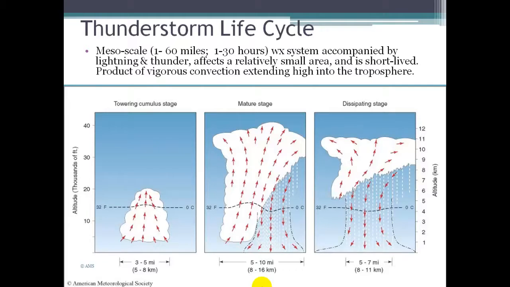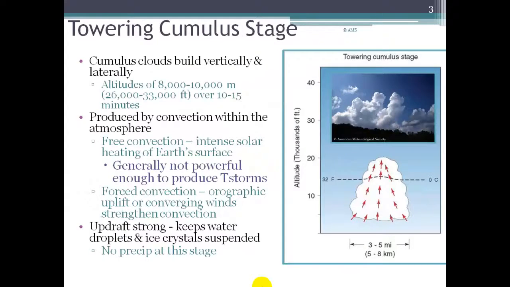Thunderstorms are what we call mesoscale weather systems. You might recall mesoscale means that it's about 1 to 60 miles in size, and it lasts anywhere from 1 to 30 hours. It's accompanied by lightning, thunder. It affects a relatively small area and is short-lived. And thunderstorms are always the product of vigorous convection that extends high up into the troposphere. Let's take a look at each of these stages in more detail, beginning with the towering cumulus stage.